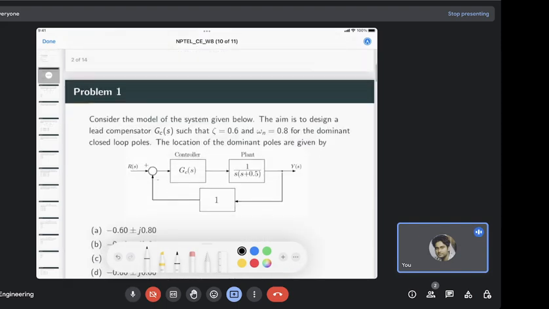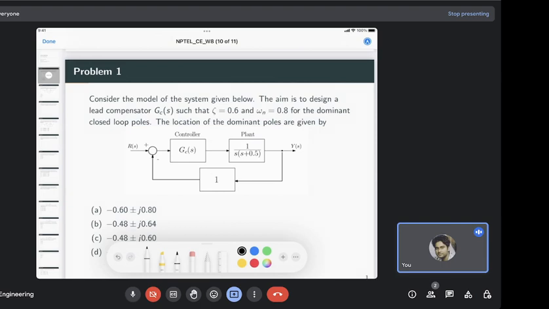Okay, so this is problem one. Here we have a model. We have a plant, and this plant transfer function is fixed, given here. We want to design this controller so that we meet some specifications. These specifications are directly given in terms of the damping factor and omega n, the natural frequency. So the first question will be where this dominant pole should be located to obtain these specifications.